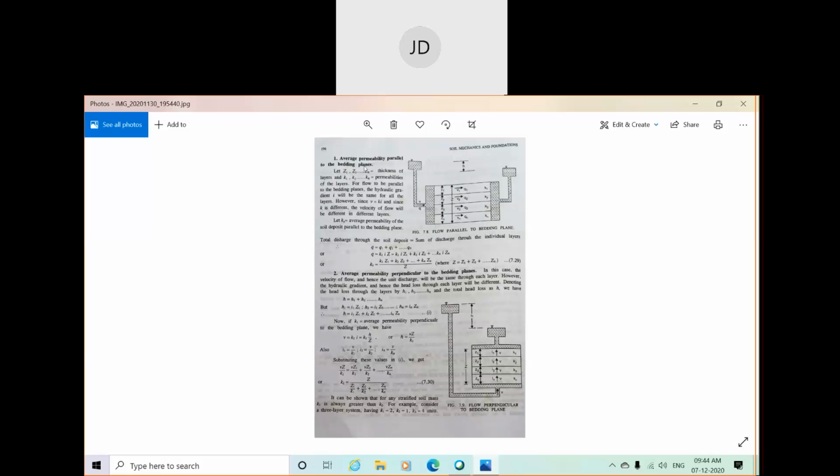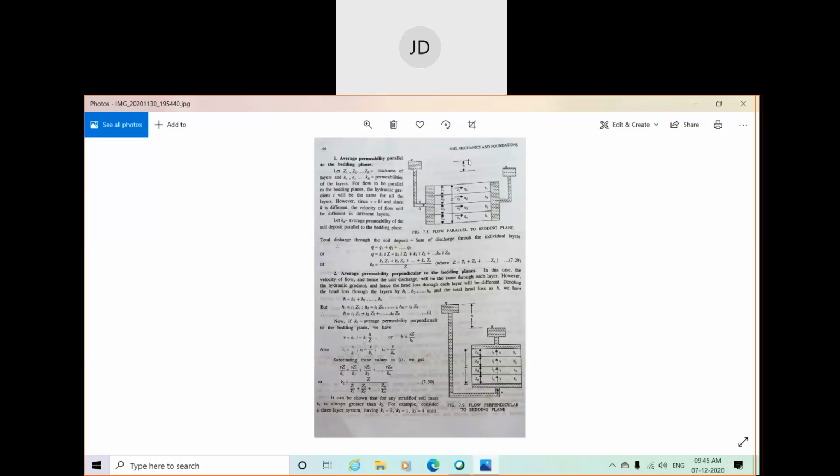First we'll discuss the average coefficient of permeability parallel to the bedding plane. Here you can see this stratified soil layer is sandwiched between two overhead tanks, on the left side and on the right side. If you look closely, the overhead tank on the left side is at a little higher elevation compared to the water tank fitted on the right side. Here you can see the small h represents the head, or you can say hydraulic head.